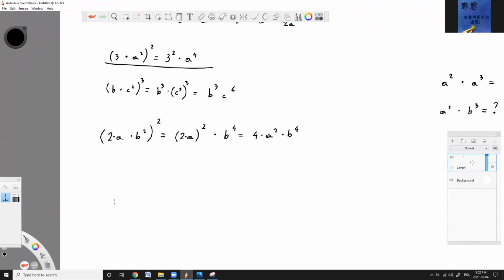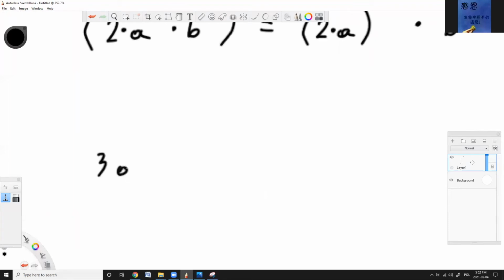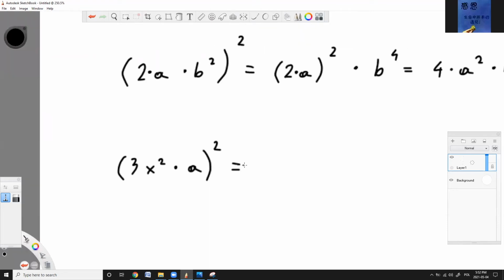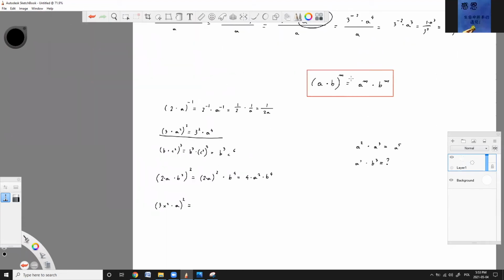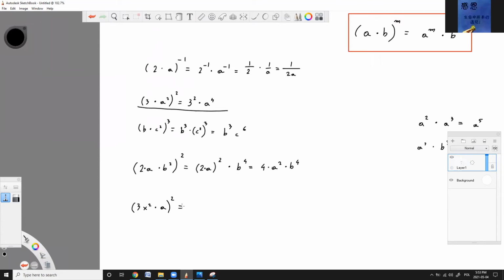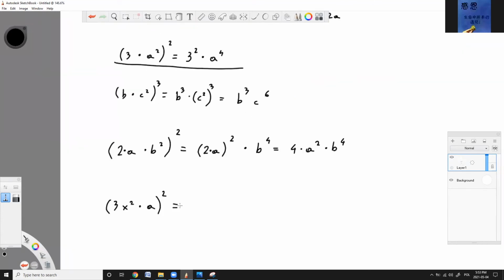Okay? James, example for you. 3x squared times a, and everything squared. Give it a try. I think it's 3x2 times a, or is it? Apply the rule. Apply the rule. Don't combine everything at once, because then it's difficult to work with. Is it 3 times 2, or is it 3x to the power of 2?